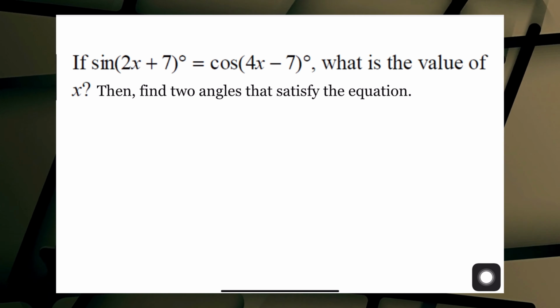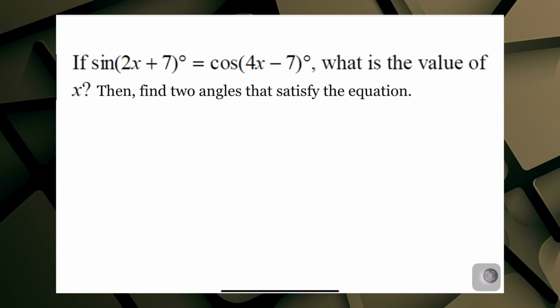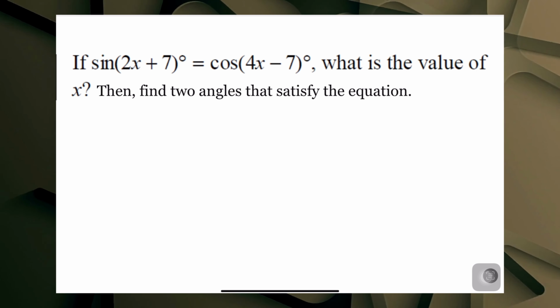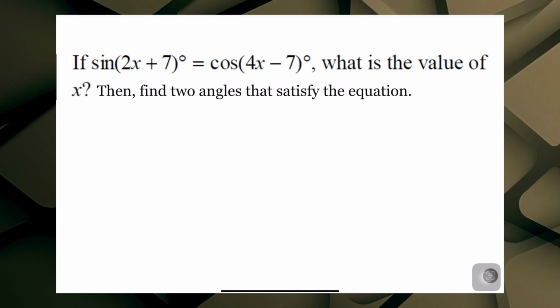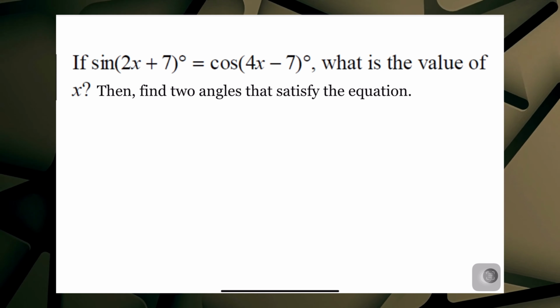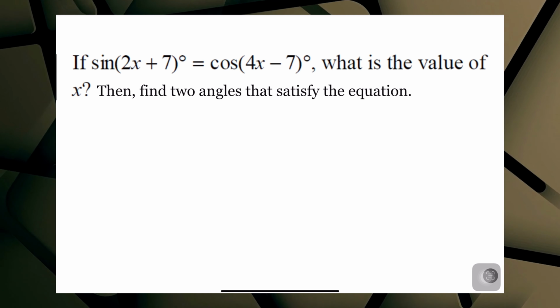Now let's apply the relationship between sine and cosine functions. If sine of (2x + 7) degrees is equal to cosine of (4x - 7) degrees, what's the value of x? Then find two angles that satisfy the equation. Let's recall that the sine of an acute angle is equal to the cosine of the complement of that angle.